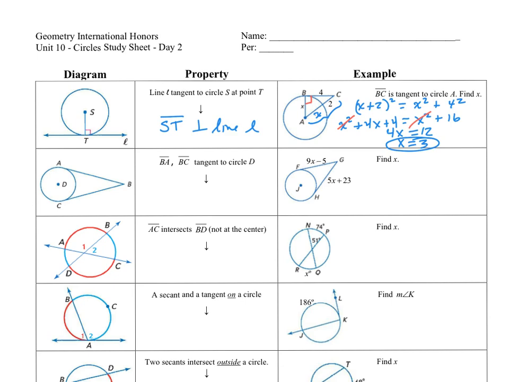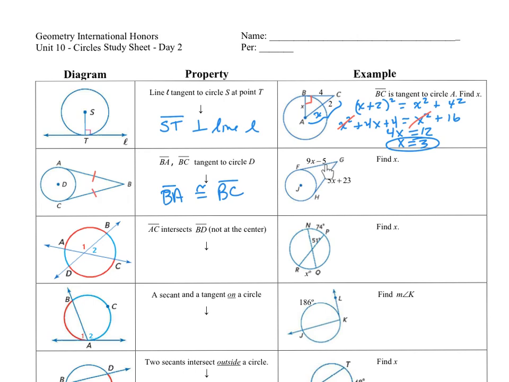So what we get to conclude from this theorem is that those 2 tangent segments drawn from the same exterior point are actually going to be congruent. So BA is congruent to BC is our conclusion. Let's go ahead and mark that on the diagram. Okay, and then use that property in this example.